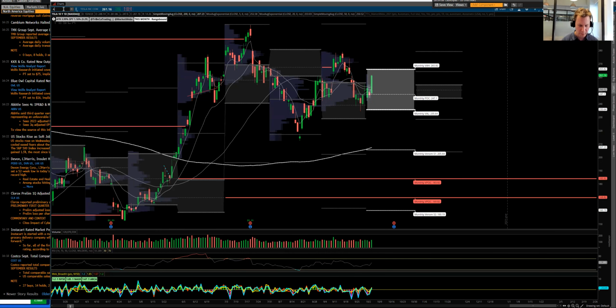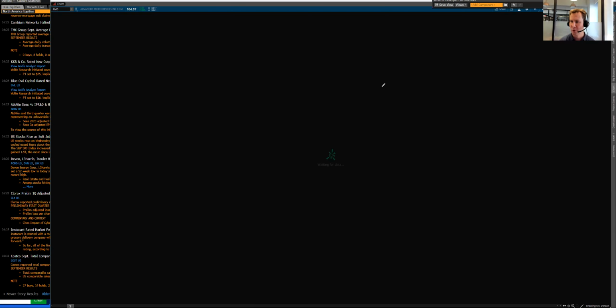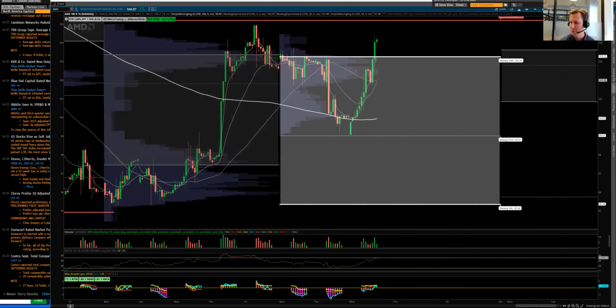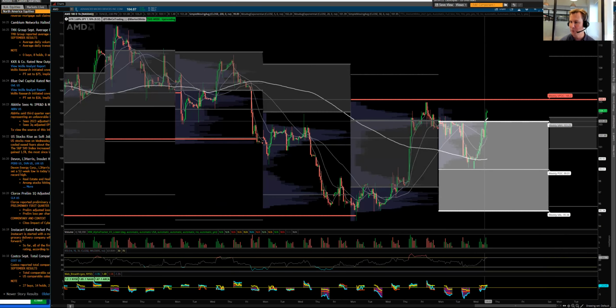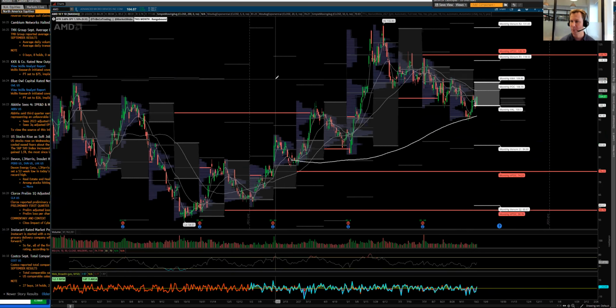Next one I would watch, which I think is kind of tricky because you've got a lot of overhead supply in here, but AMD made a nice move today. This was up 4% and really made a late day charge, and this did get over its value area for the week. Next area to watch is this 105.20 level, which is just about $1 away, and then you can see if it can move from there.